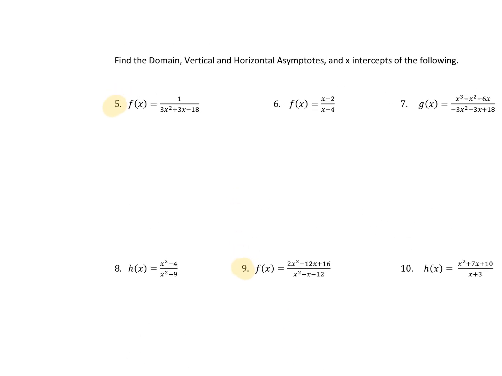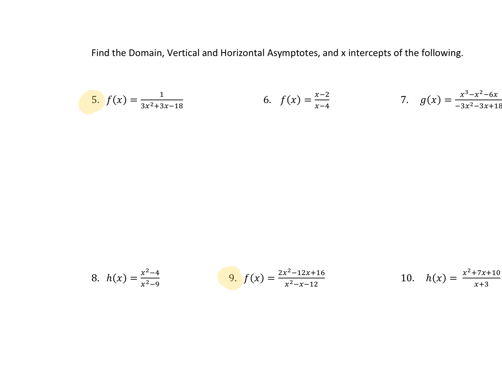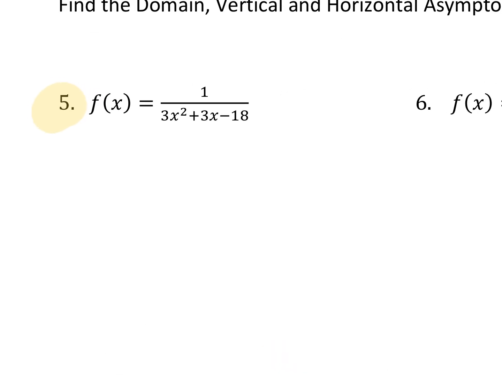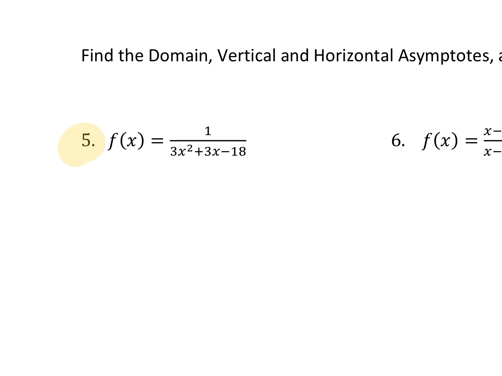For number 5, we're going to find the domain, vertical and horizontal asymptotes, and the x and y intercepts. So let's start. I'm going to start with the horizontal asymptote. What do we need to look at when we're looking for the horizontal asymptote? The exponents, the degrees of the numerator and the denominator. So the degree of my numerator would be 0 because I don't have any x's. The degree of my denominator is 2. So when the numerator is less, what does that mean? Y equals 0. Awesome. Our horizontal asymptote would be y equals 0.